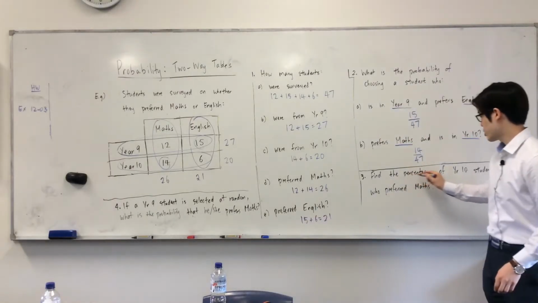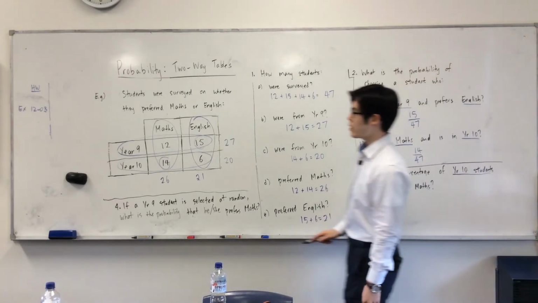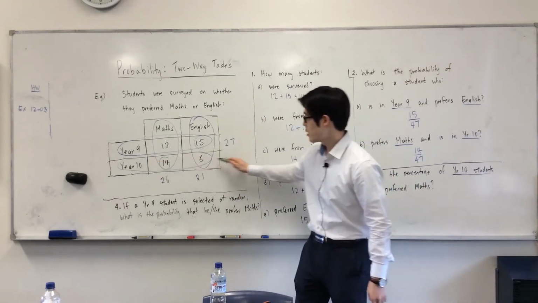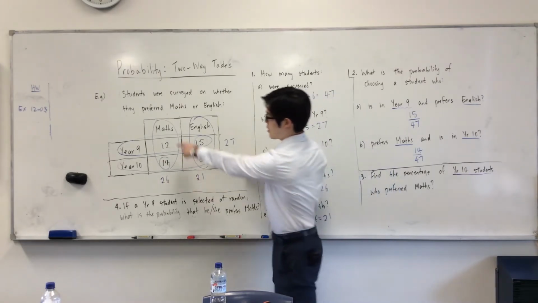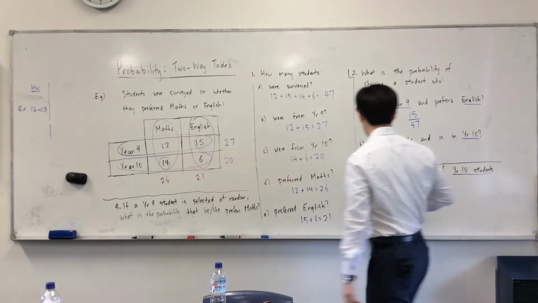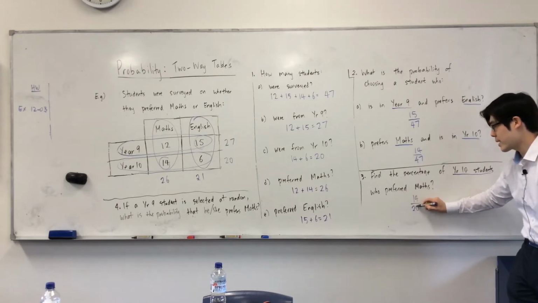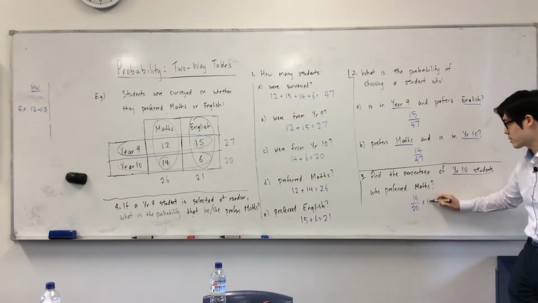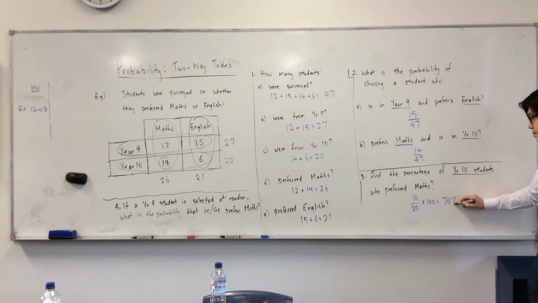Find the percentage of Year 10 students who preferred maths. So they only want you to look at Year 10 students that preferred maths. Alright, so we know in total there are 20 Year 10 students, and of these 20 students, 14 preferred maths. Okay, so that's your answer. So 14 out of 20 Year 10 students preferred maths, times that by 100 because they want the answer in percentage, so that's 70%. Okay?